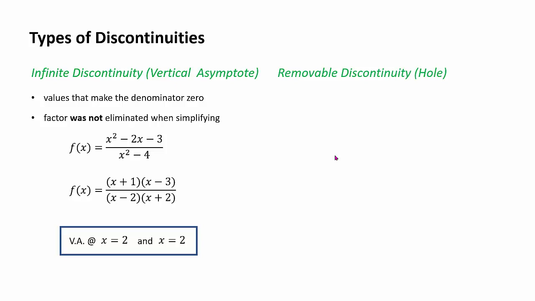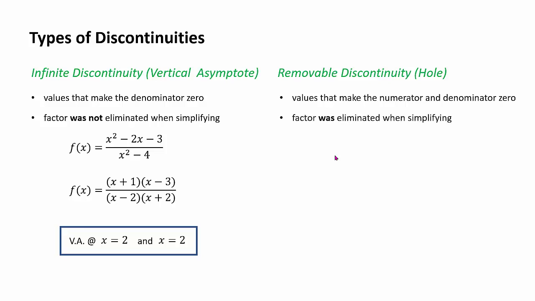Another type of discontinuity is called a removable discontinuity. This is the hole. We get holes on our graph when we have values that make the numerator and the denominator 0. It has to happen in both, right? In other words, it's the factor that gets eliminated from the numerator and denominator when we're simplifying, right? So this is where the crossing off leads to a different type of discontinuity.